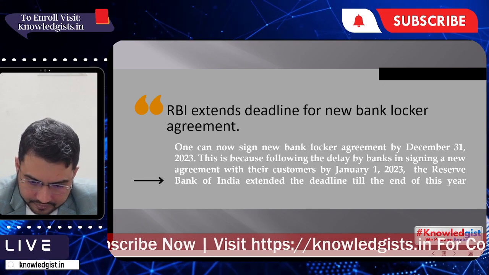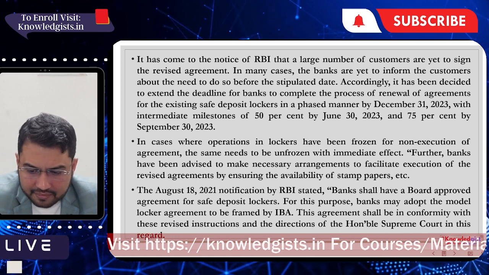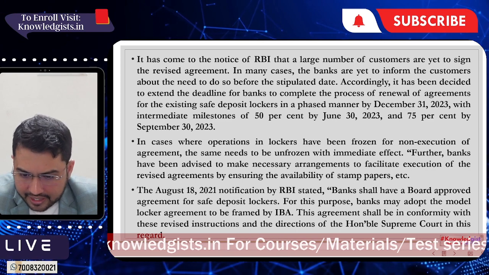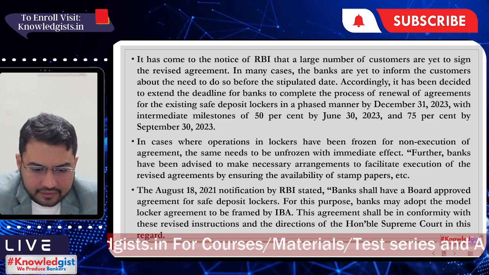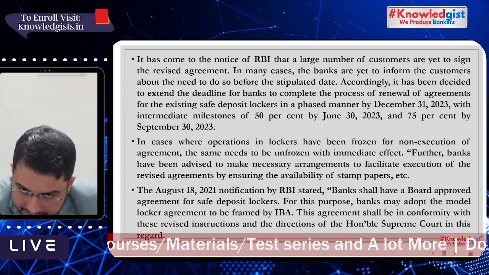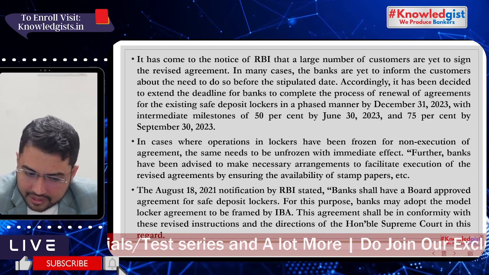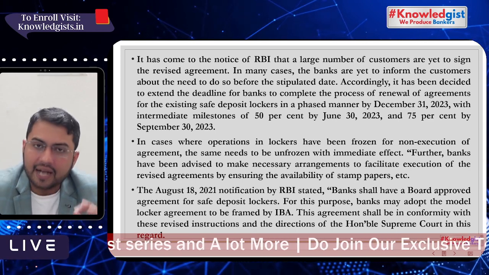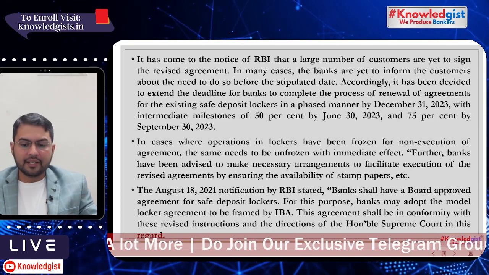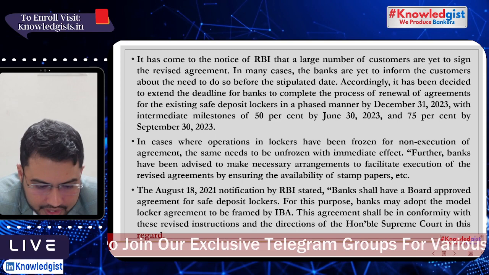Now it has come to notice that RBI found that only 50% of customers have renewed their agreement. The remaining agreements have to be made in phases: 50% by January 30, 75% by September 30, and finally 100% of new agreements are to be completed by December 31st, 2023. Now, a sigh of relief for all of you.